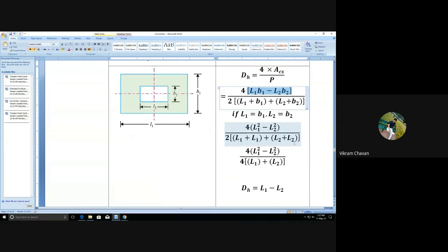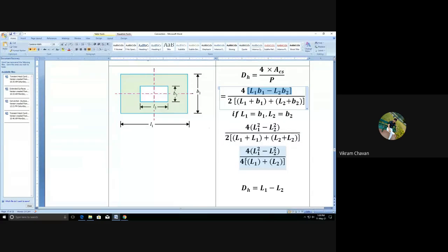And if you consider that L1 is equal to B1, that is nothing but a square duct. If you consider this a square duct, in that case length and width are the same. L1 is equal to B1 and L2 is equal to B2. So this will become 4 multiplied by L1 square minus L2 square, whole divided by 2 times, inside the bracket, L1 plus L1 plus L2 plus L2. So that will become 4 times, inside the bracket, L1 plus L2.